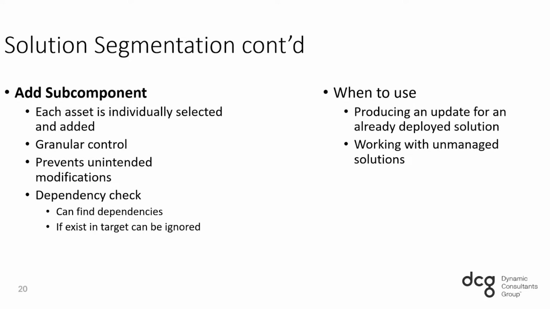So, solution segmentation. Further down, adding the subcomponents. This is where we add the individual assets that we're actually going to change. This provides granular control, prevents unintended modifications, and then there's the dependency check. So it can find dependencies. If they exist in the target, they can be ignored, right? Sometimes it'll say this relationship is dependent on the other table. Well, if the other table already exists in your higher environments, you can ignore that dependency.